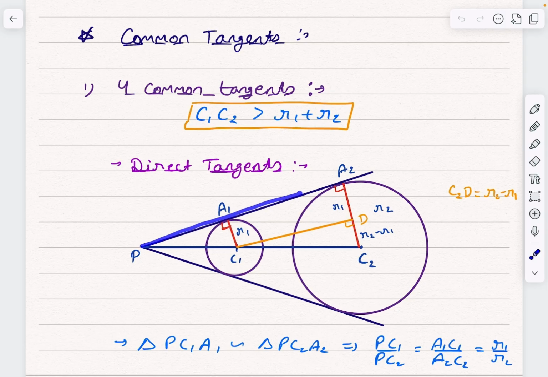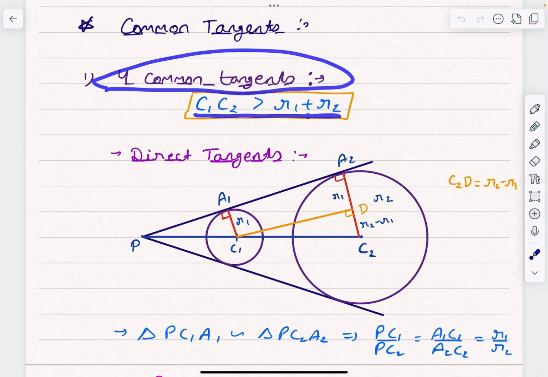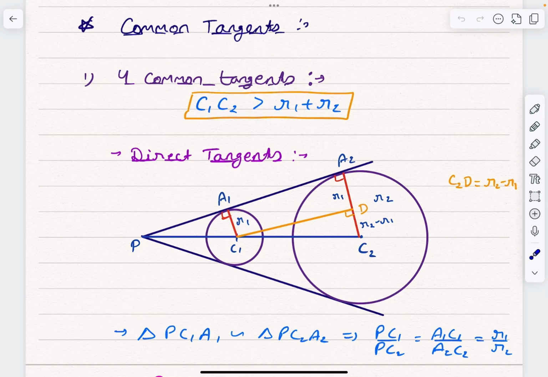Two you can already see here. They're called direct common tangents. Two will be like this. These are called transverse common tangents. Okay, so we'll discuss both the cases. So first, four common tangents when the circles do not intersect each other. So C1C2 more than R1 plus R2. Two tangents will be direct tangents. How do we find them?